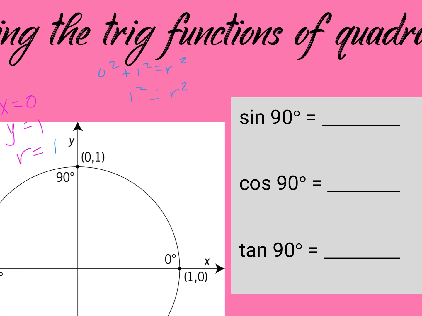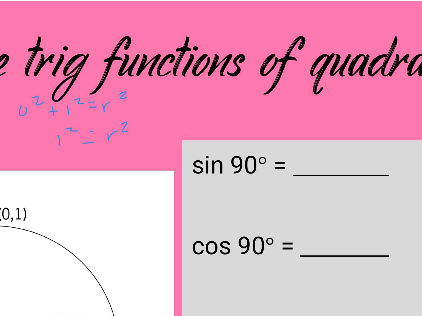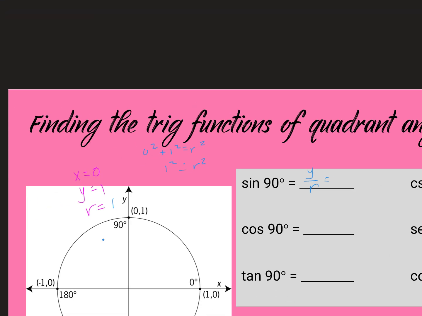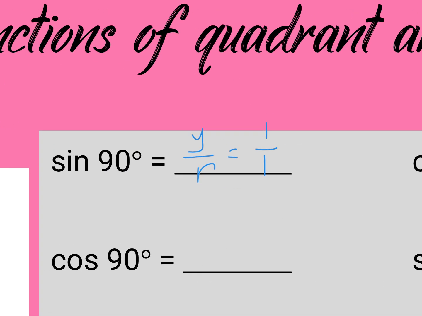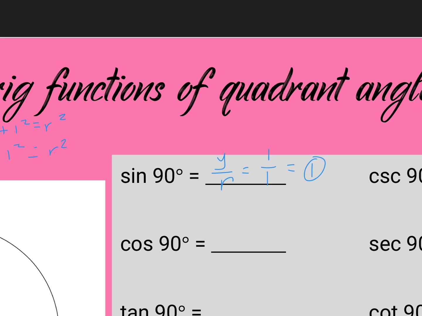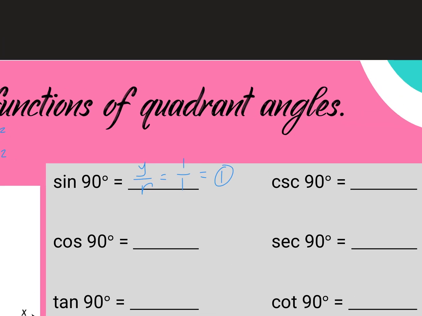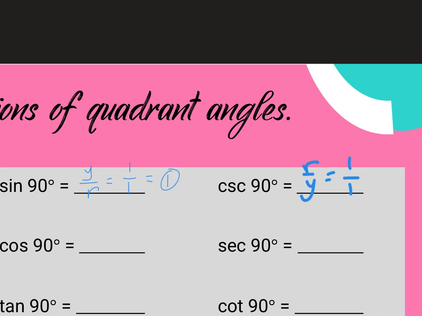What's the sine then at 90? Write down what sine is. What over what? It's y over r. What's your y value at 90? 1 over your r value is 1. So your answer is 1. Okay? So flip that. What's your cosecant? It's r over y, which is what? 1 over 1, which is 1.